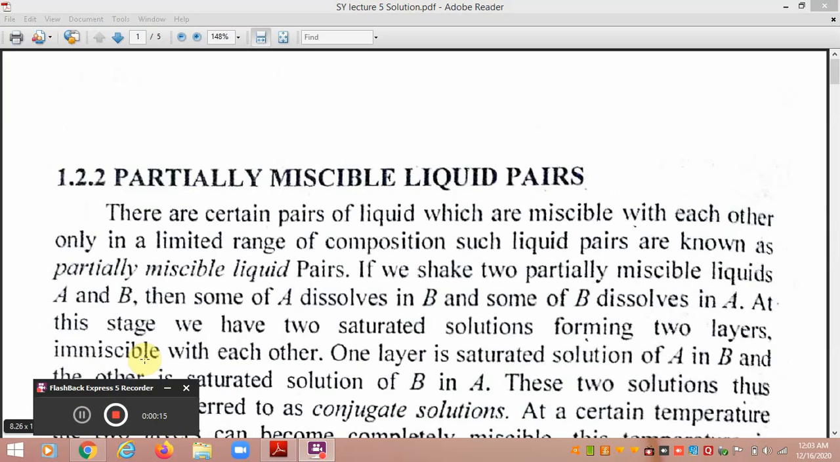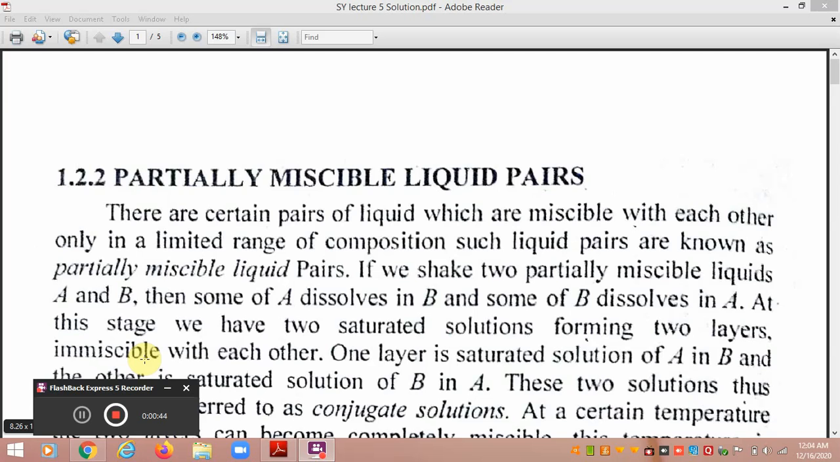In the last part of the video, we discussed the non-ideal solution or real solution, which shows deviation to some extent from Raoult's law. It is observed that this non-ideal solution shows either positive deviation or negative deviation from Raoult's law. Here we discussed the two cases in the previous part of the video.